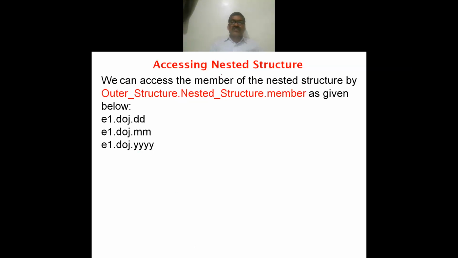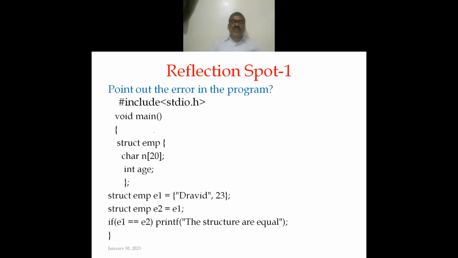The members of the nested structure can be accessed by using the notation outer structure dot inner structure dot member name. So for example, e1.doj.dd, e1.doj.mm, e1.doj.yy. Here we are using two dots to refer to the nesting of the structures.